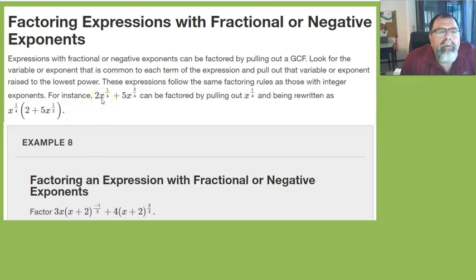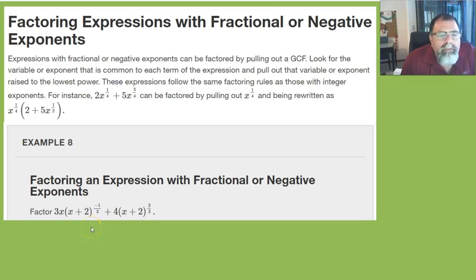So here's an example. 2x to the 3/4 plus 5x to the 3/4 can be factored by pulling out x to the 1/4. So see, they both have an x that's common, and 1/4 is smaller than 3/4. So you factor out the x to the 1/4, and then remember when you're dividing it out with the exponent rules, you're subtracting. So 1/4 minus 1/4 is 0, so the x goes away. 3/4 minus 1/4 is 2/4, which reduces to 1/2. So that's where that came from.